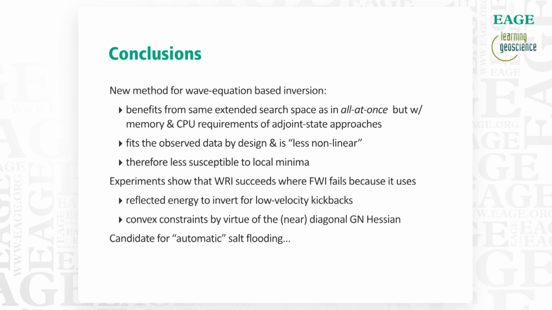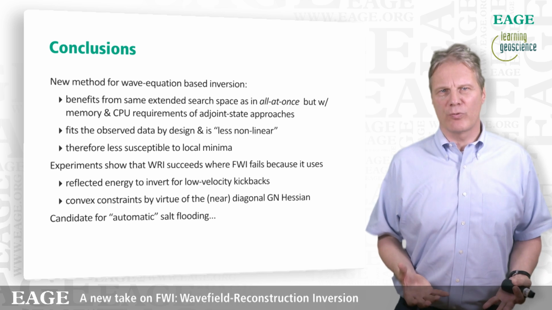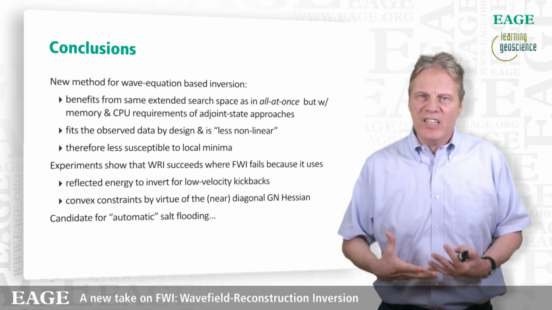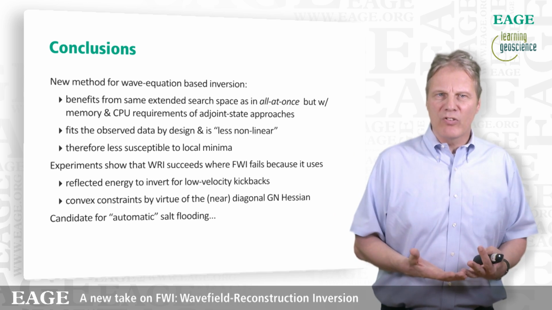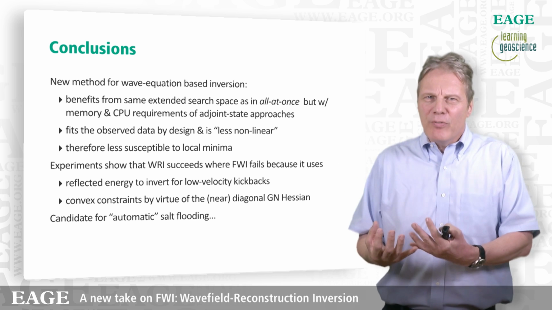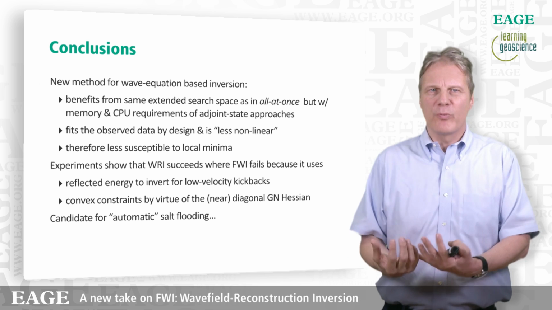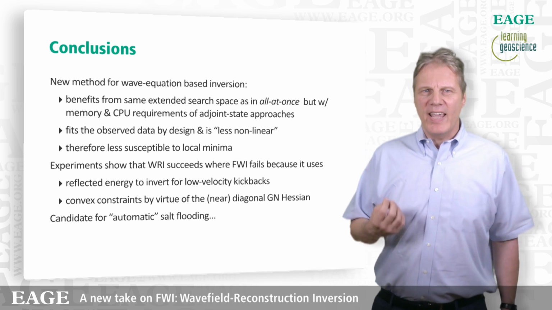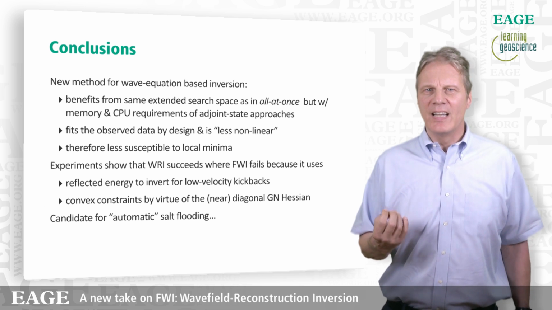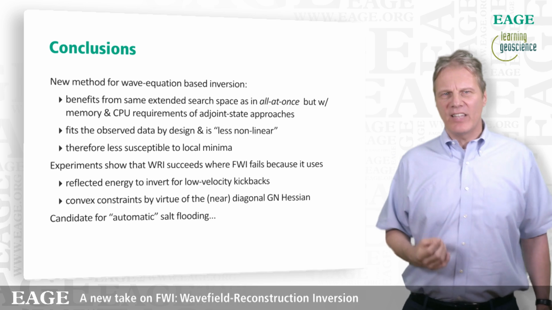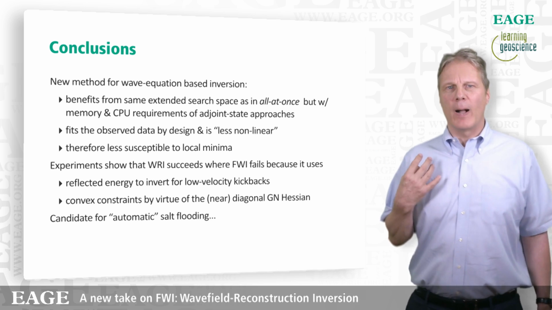Okay, so that brings me to my conclusion. I think we introduced a new method for wave equation-based inversion that benefits from the same extended search space as all-at-once methods, but with the memory and CPU requirements of the adjoint state method. And we really invert both for the model as well as the wavefields, but in a computationally feasible way. It's designed to fit the observed data and is also less nonlinear, and therefore less susceptible to local minima.